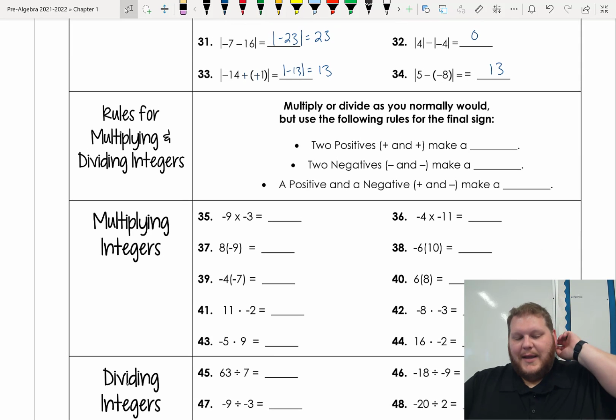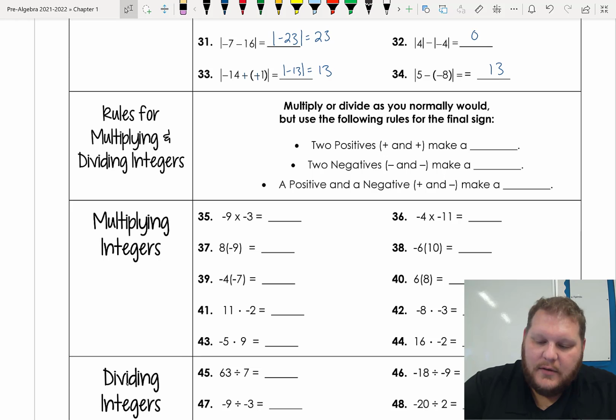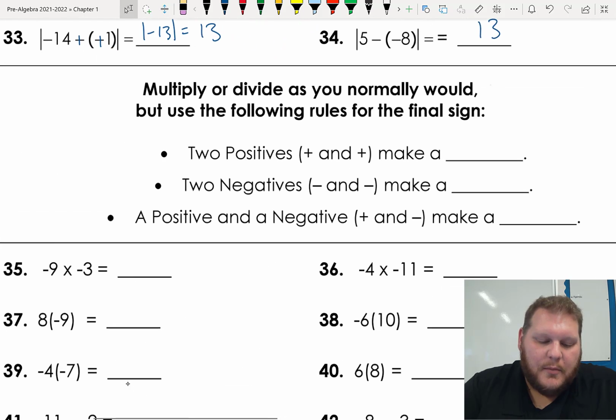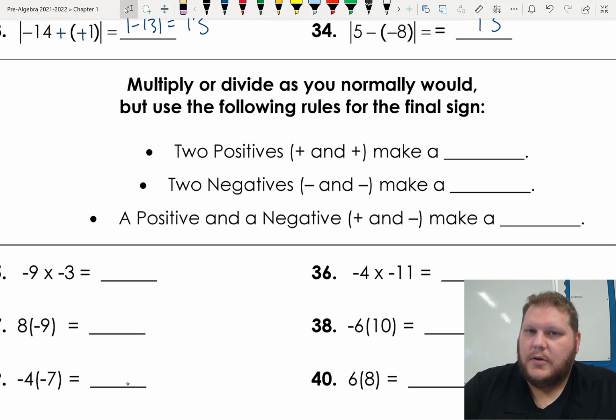Rules for multiplying and dividing integers. So when we multiply or divide, we know how to do that basic operation, if we multiply two numbers together, or if we divide the two of them. Now, with integers specifically, our signs make a big difference because when we added a negative or when we subtracted a negative, those signs may or may not have changed. Our rules for multiplying and dividing are similar to those.